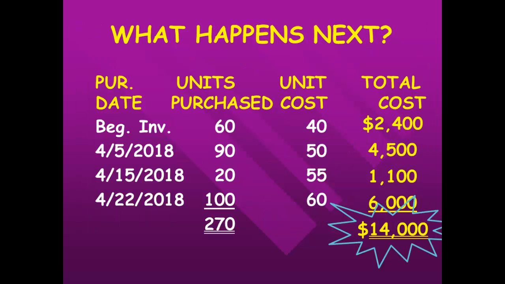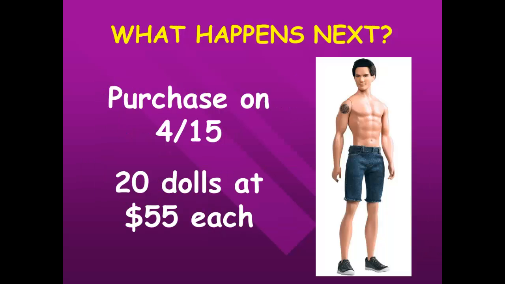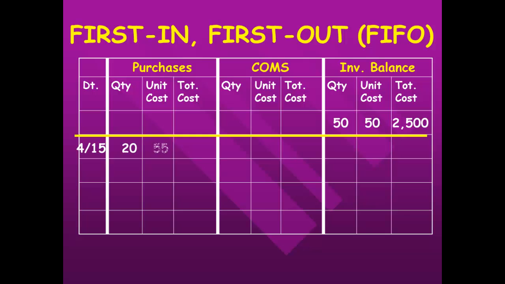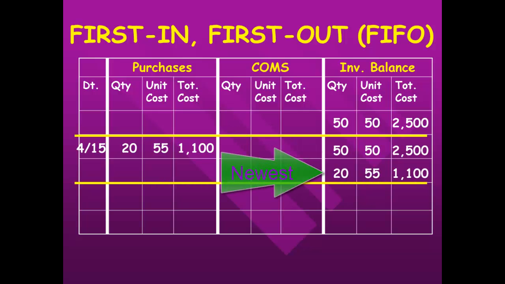Date-wise, what happens next? I'm going to make a purchase. So I'm going to buy 20 at $55 each. Well, I have 50 at 50. I buy 20 at 55. So what do I have now? Well, I've got 50 at 50, and I have 20 at 55. Remember, in that inventory balance column, we always write things oldest to newest.